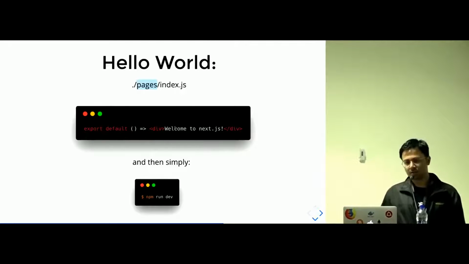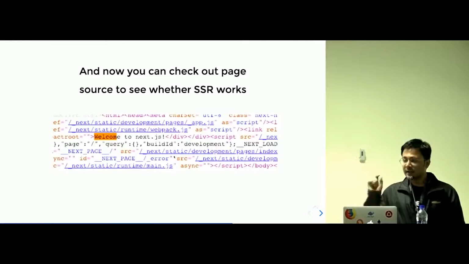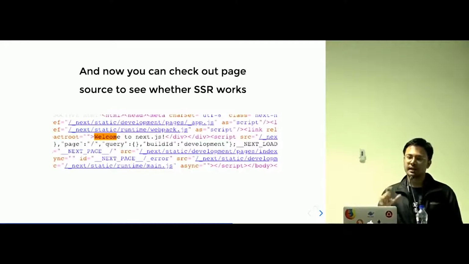So this is the functional component I'm making, that's index.js, which says welcome to Next.js, and you simply run the project. And when you see the output in the browser, you should see the server-side rendering works automatically when you check the page source, and you don't have to do anything to configure this.